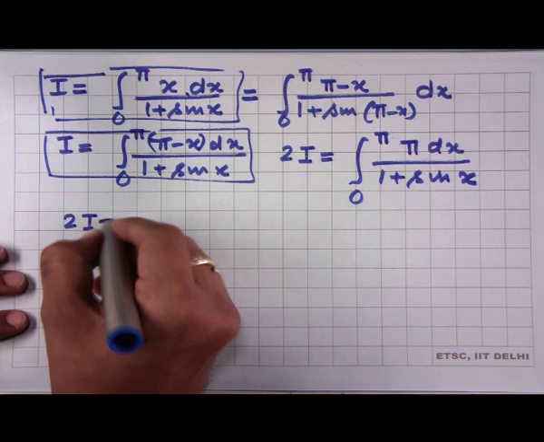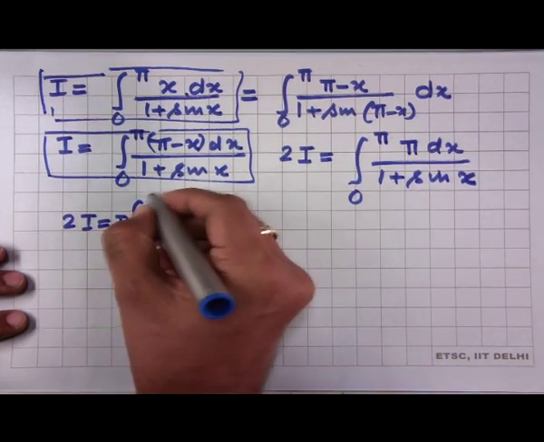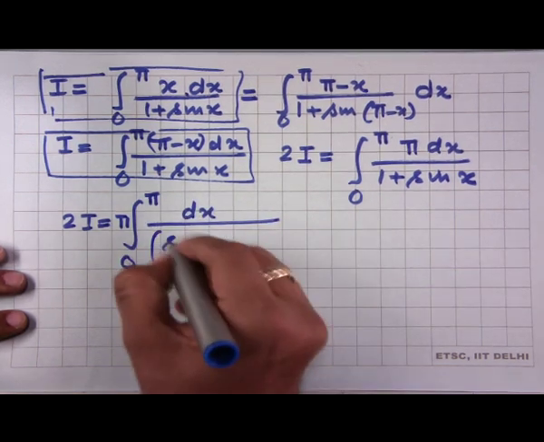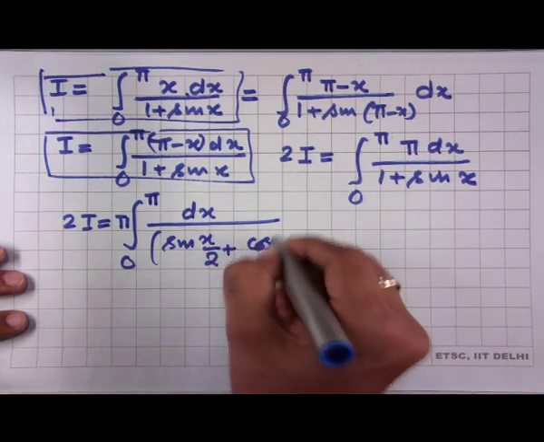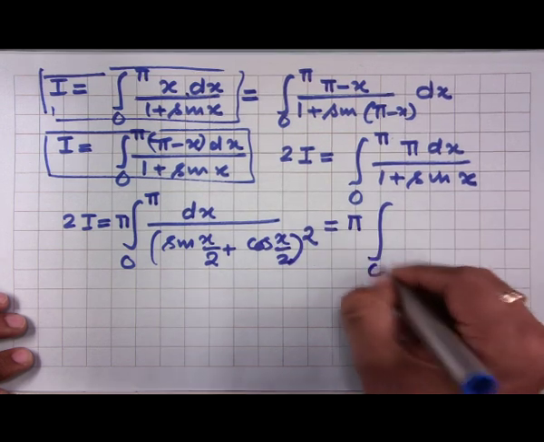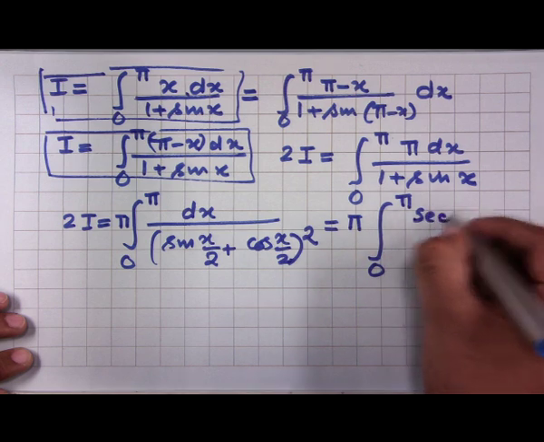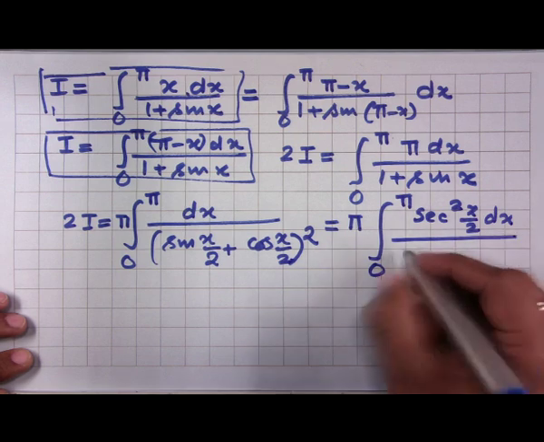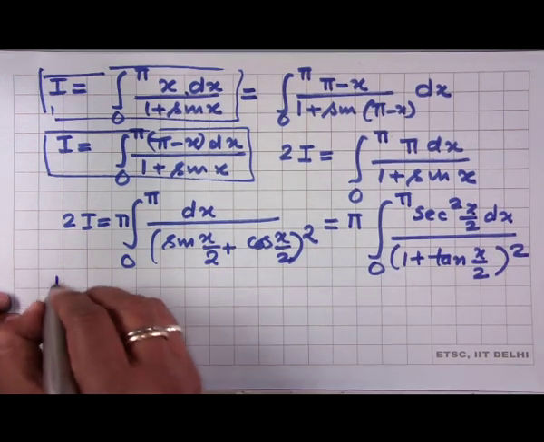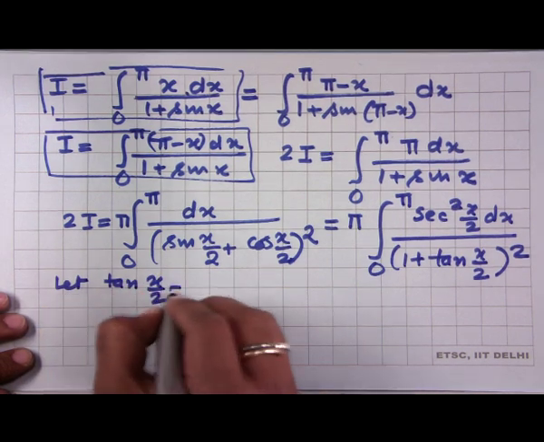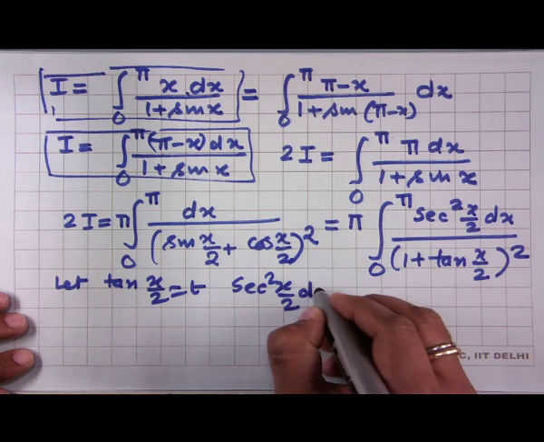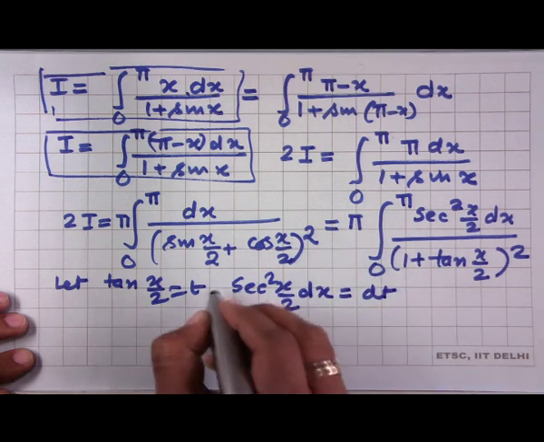So, 2I is equal to pi times integral 0 to pi, pi is constant so we can take it out, and this can be written as sin x by 2 plus cos x by 2 whole square. This can be written as integral 0 to pi sec square x by 2 dx upon (1 plus tan x by 2) square. Now, let tan x by 2 is t. So, sec square x by 2 dx equals to 2 dt.